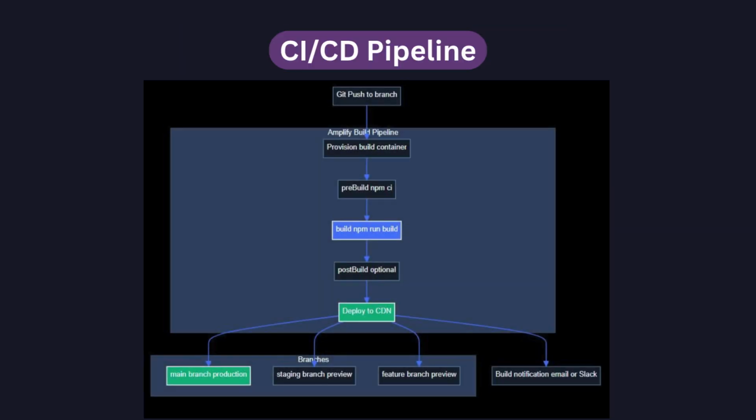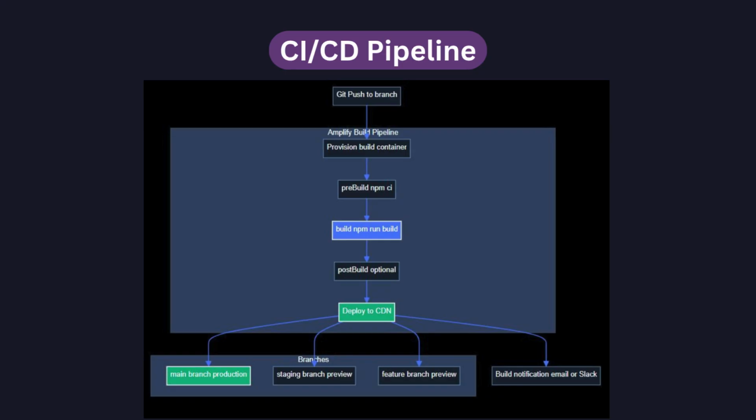CI/CD pipeline. The CI/CD pipeline in AWS Amplify is triggered automatically whenever code is pushed to a connected branch. Each build runs in an isolated managed container where dependencies are installed during the pre-build phase. The application is compiled during the build phase, and optional tasks can run in the post-build phase.